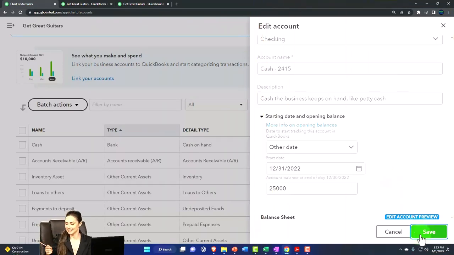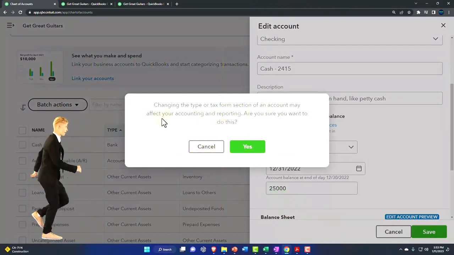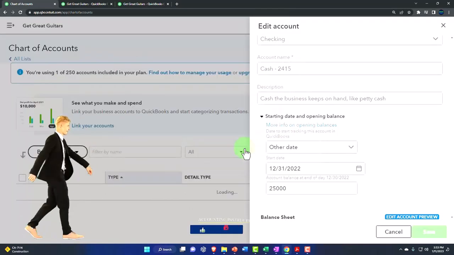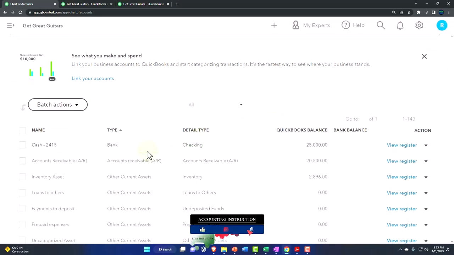So I'm going to go ahead and save it. It says changing the type of tax form section of the account may affect your accounting. Are you sure you want to? I'm going to say yes and close this out. So now we've got our account there.